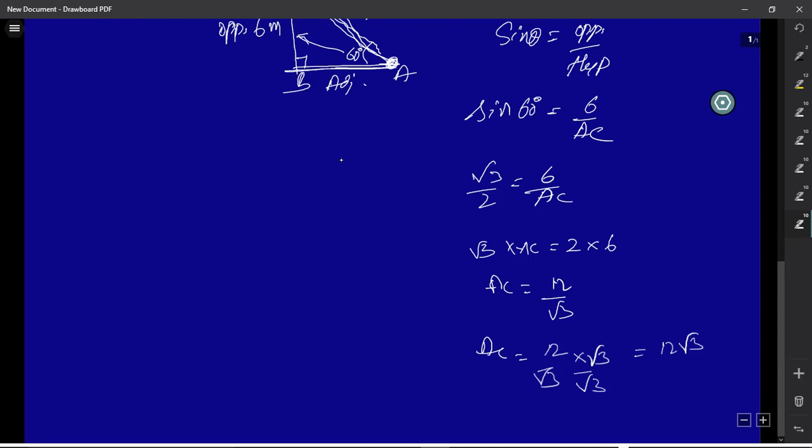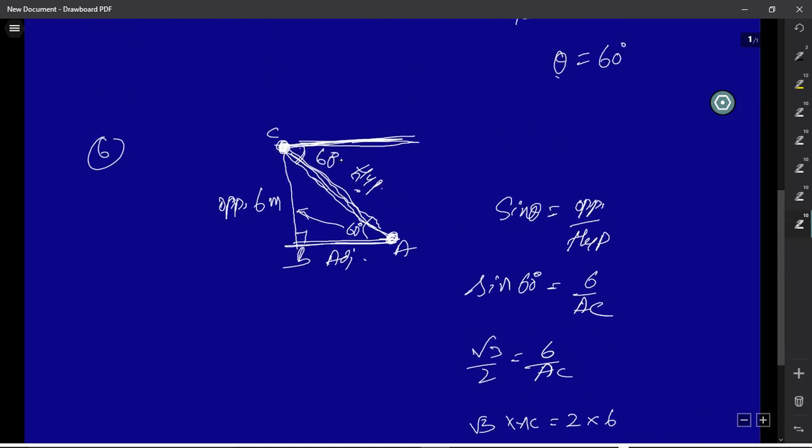12 into root 3 is 12 root 3. Root 3 into root 3 is root 9. Square root of 9 is 3. 3 ones are 3, 3 fours are 12. So the value of AC is 4 root 3, which means the distance between you and the target is 4 root 3 meters, right?